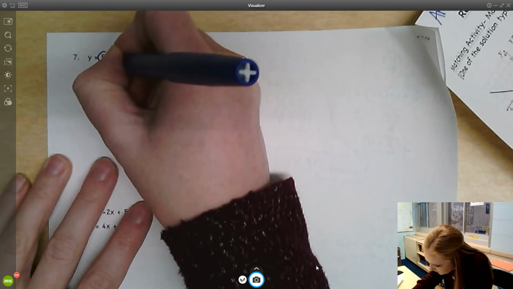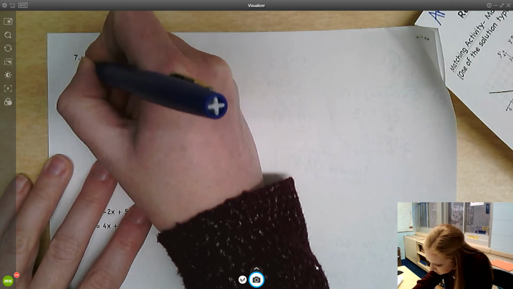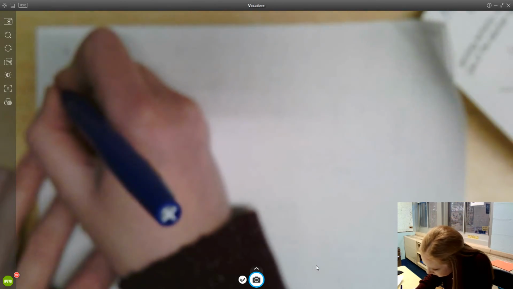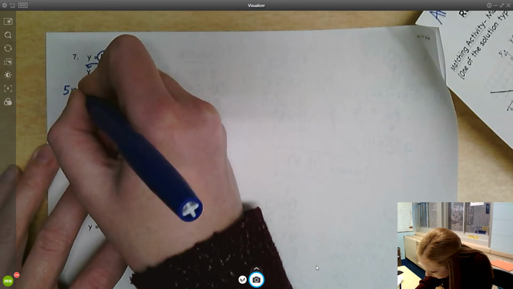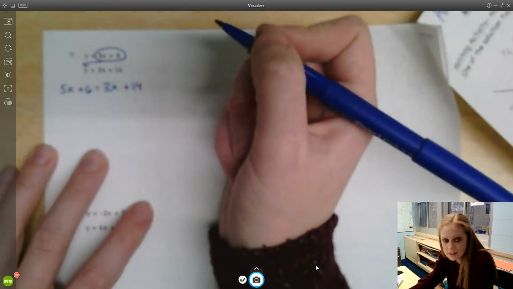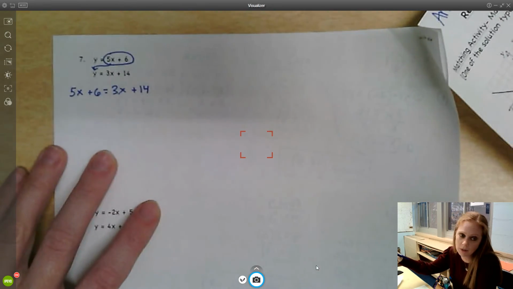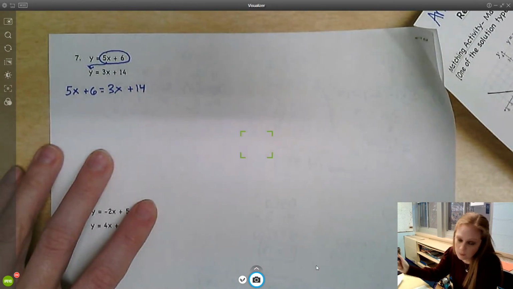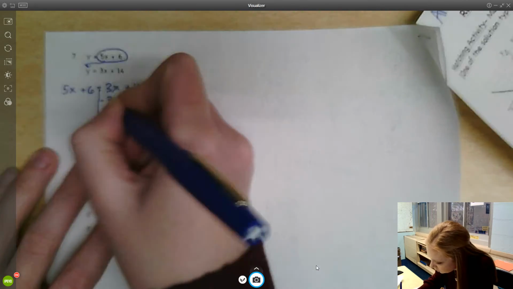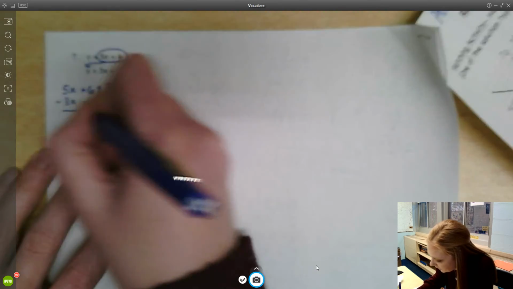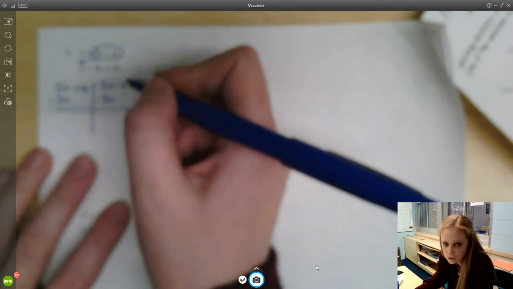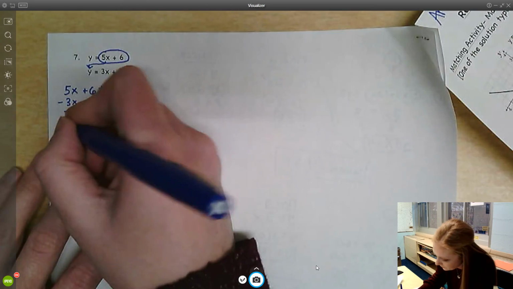We're going to take 5x plus 6 and substitute it in for y in the other equation, since it equals y. Then we're given 5x plus 6 equals 3x plus 14. We're basically setting the two equations equal to each other because they both equal y. Now we can solve for x. The x's are on different sides of the equal sign, so we're going to have to minus 3x on both sides. Right? We don't combine like terms if they're on different sides. We have to move the term.